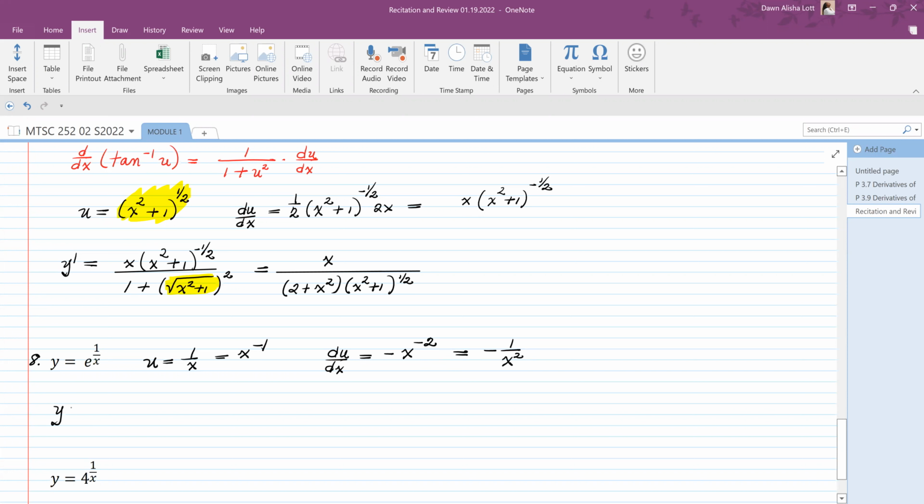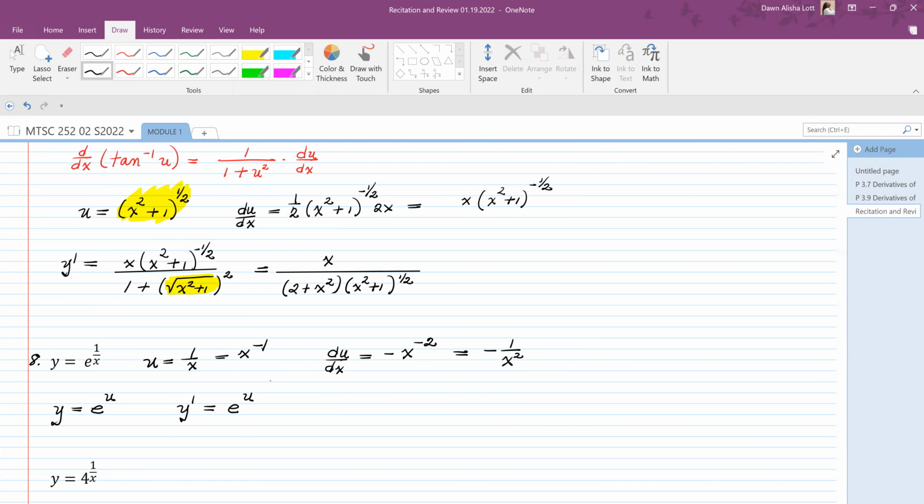Okay. So now this is E to the U. So Y is equal to E to the U. So then what's its derivative? Its derivative is E to the U. Oh, so E to the negative 1 over X squared. Okay, wait. That's the du dx. Remember, E to the U, but because it's U, I have to multiply by du dx.